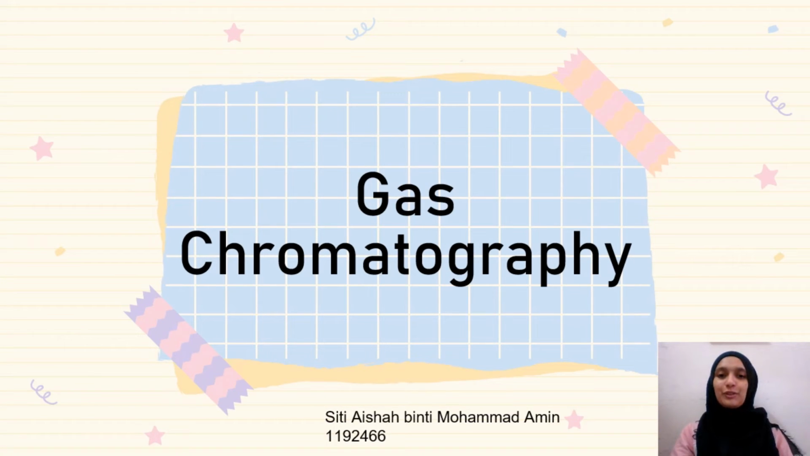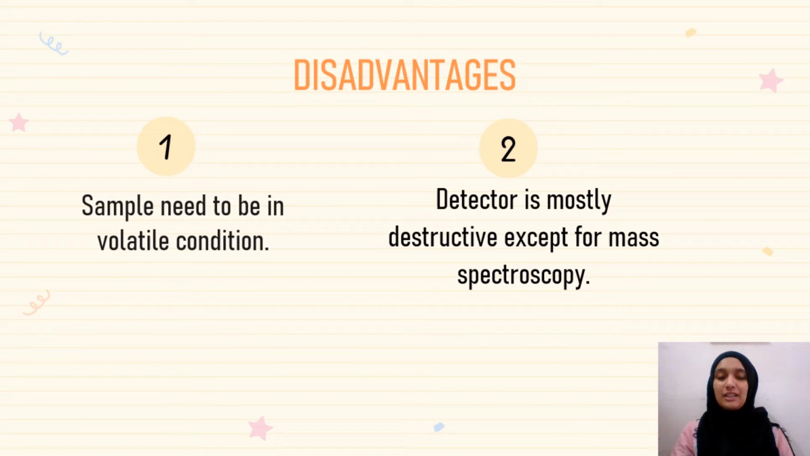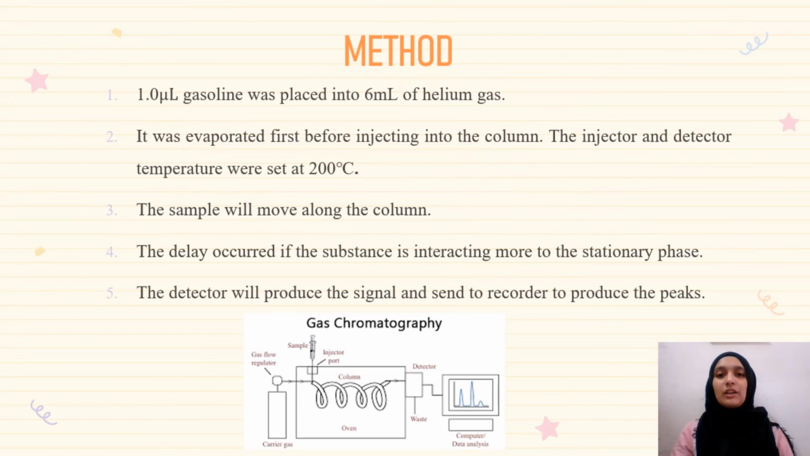Now, let's move to gas chromatography. The advantages: first, it has high efficiency because it can separate the components of a complex mixture. The second one is that the quantitation is accurate as sharp peaks are formed. For the disadvantages, first, the sample needs to be in a volatile condition, and the second one is the detector is mostly destructive.